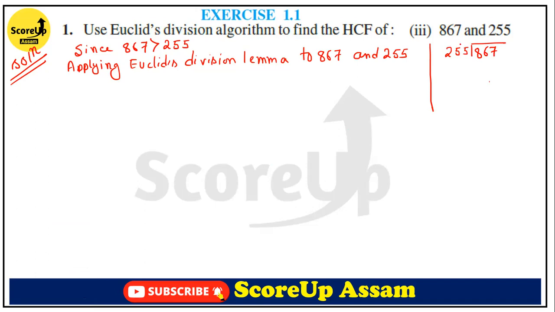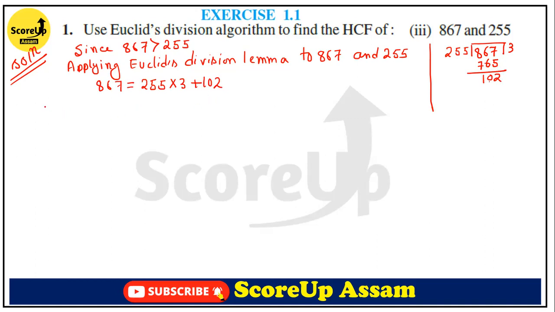If we round 255 to 250, it will go 3 times. So 3 5s are 15, carry 1, 3 5s are 15 plus carry 1 is 16, 3 2s are 6 plus 1 is 7. Now 1 minus 5, we get 102. So here we can write that 867 is equal to 255 into 3 plus 102. Now the remainder is not 0.